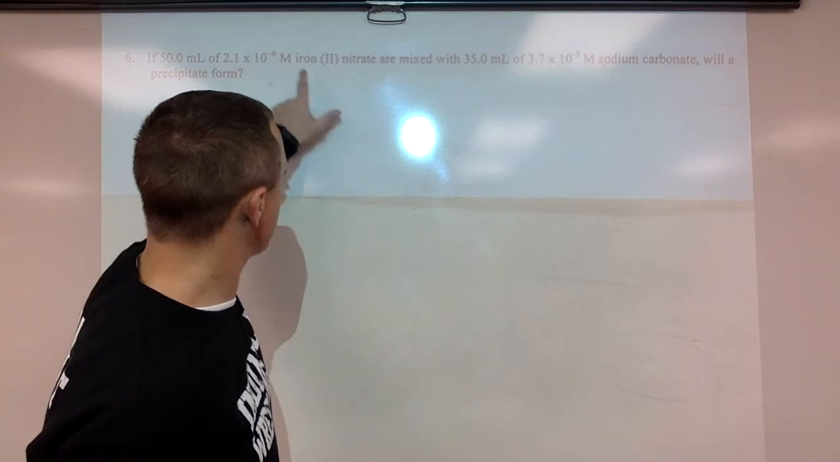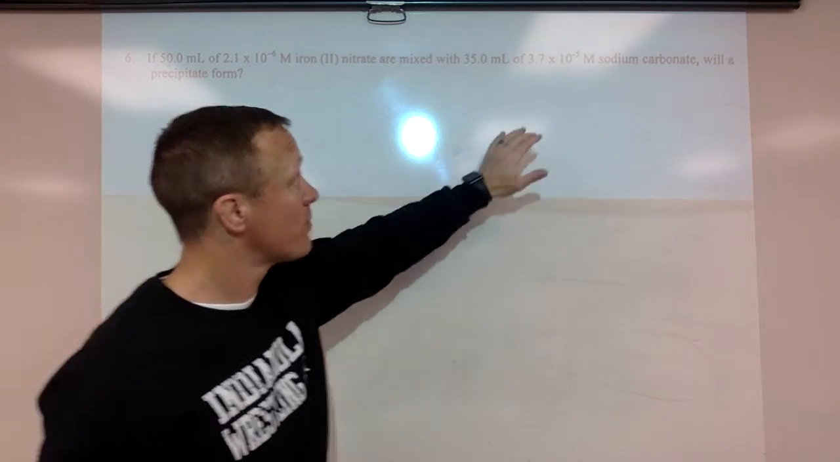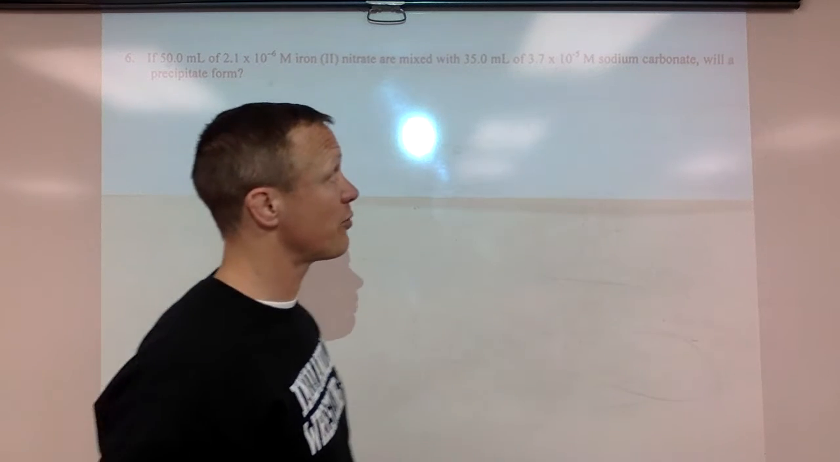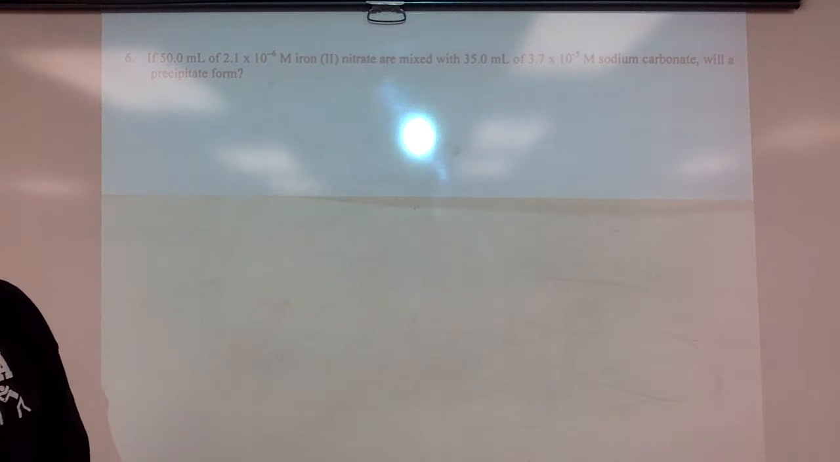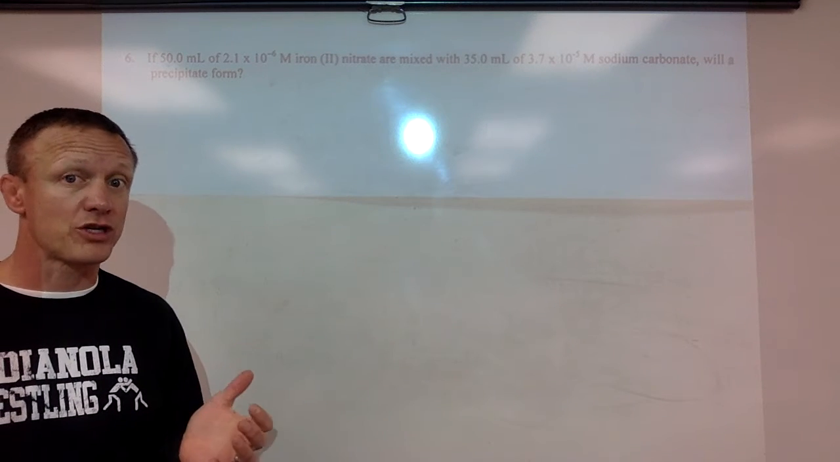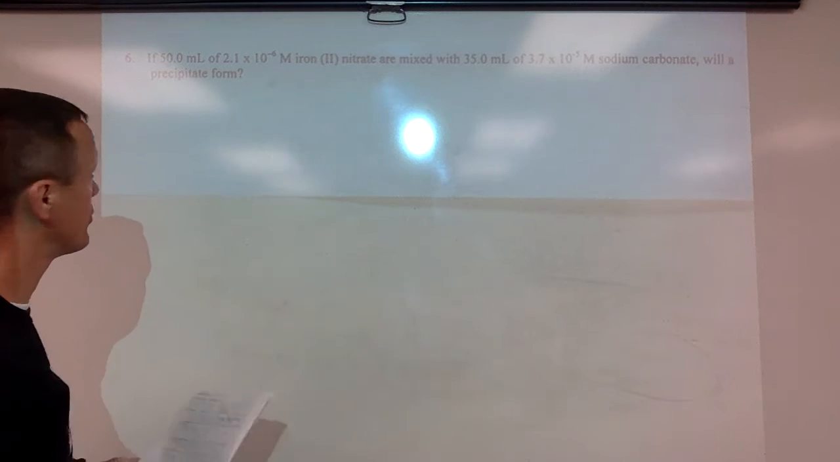Again, iron nitrate has nitrate in it, so it's completely soluble, no Ksp value, an infinite Ksp value. And sodium carbonate has sodium in it, so it's completely soluble. It wants to know, will a precipitate form? So this is one of those things where we've got to figure out which thing will be the precipitate, and then figure out the concentration of those ions, and whether the value is above K or below K. We'll call that Q when we're doing this.